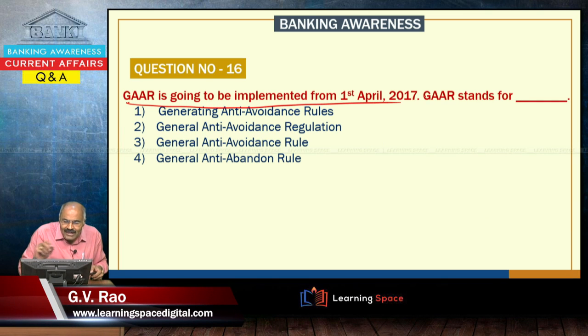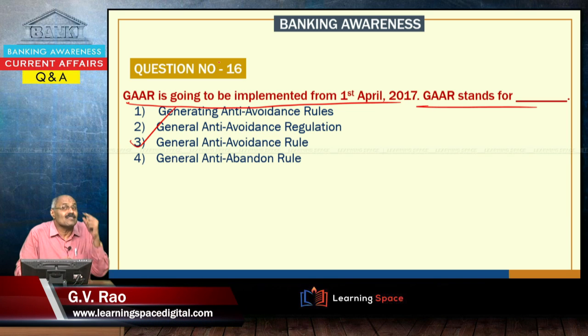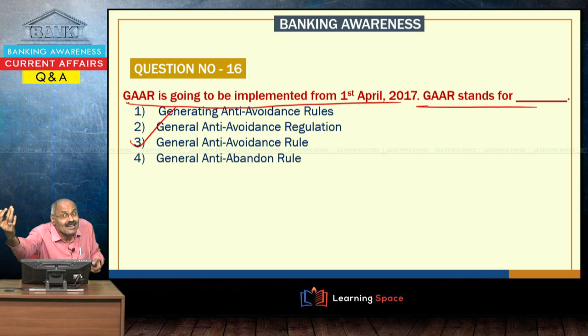GAAR is going to be implemented from 1st April, already it is implemented. GAAR stands for General Anti-Avoidance Rule. I will tell the meaning in one sentence. General Anti-Avoidance Rule means that only for the sake of avoiding tax, if a company is establishing a shell company in a foreign country, then it will look at that aspect. If any company is establishing a company in another country only for the sake of avoiding tax, that comes under General Anti-Avoidance Rule.